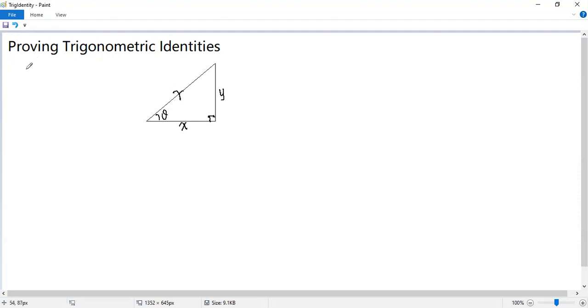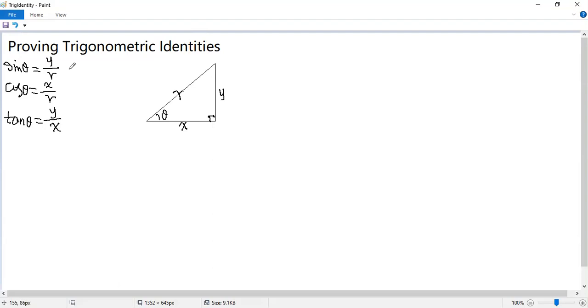The three primary trigonometric ratios are sin theta equals opposite y over hypotenuse r, cosine theta equals adjacent x over hypotenuse r, tan theta equals opposite y over adjacent x.